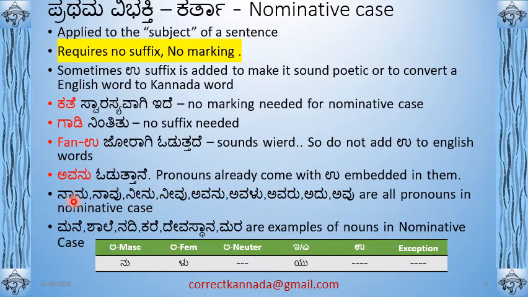So here is the list of the pronouns. Nanu means I. By the way, avanu oduttane means he is running or he runs. Oduttane is runs, so that's the tense. So here avanu, right? He is the subject. Now here's the list of pronouns.